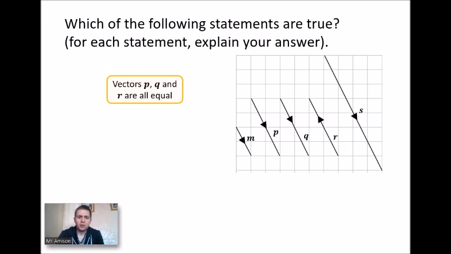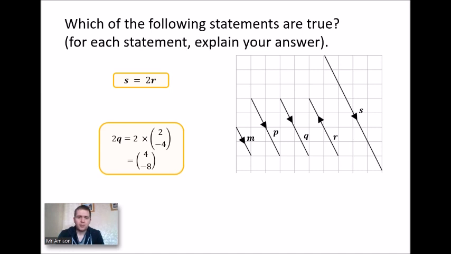Vectors P, Q and R are all equal. Well, they're not. Vectors P and Q are equal. They have the same length, but they also have the same direction. Whereas R has the same length as P and Q, but not the same direction. It goes in the opposite direction. Therefore, vectors P and Q are equal, but vector R is not equal to them.